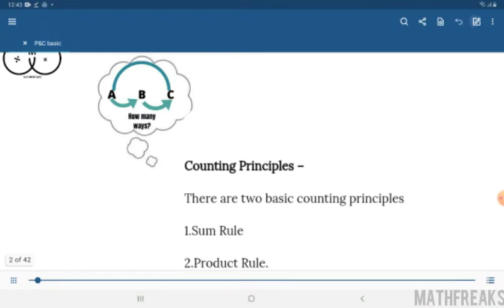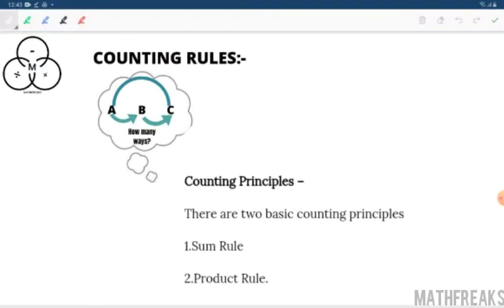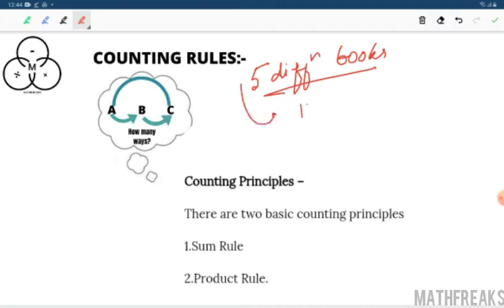What is the first counting rule? Basically, why are we learning combinatorics, why are we learning these counting rules? Suppose we are given 5 different books, and we are asked in how many different ways we can arrange them. I would simply say 120 different ways, without any practical calculation, because I know the counting principles, because I have the rules.